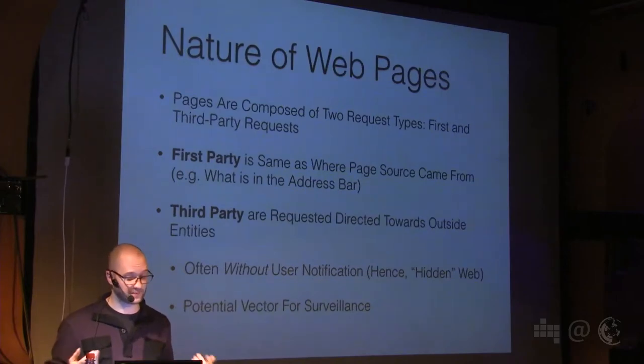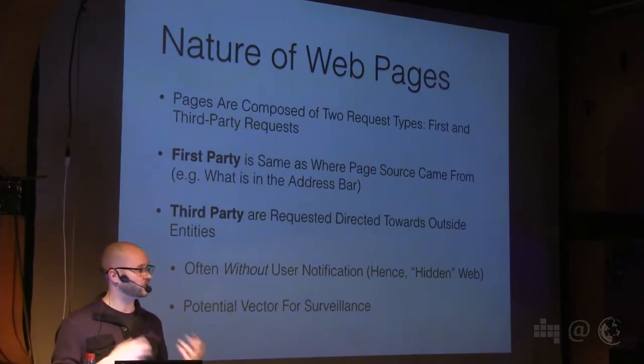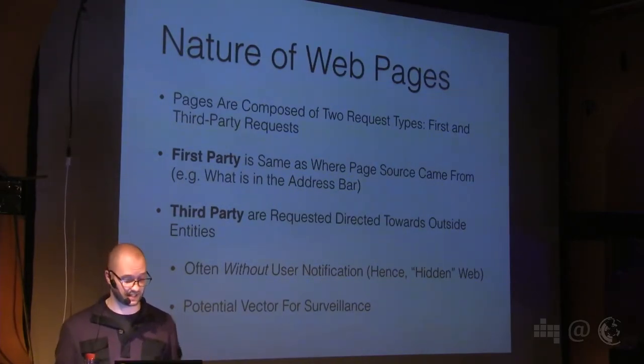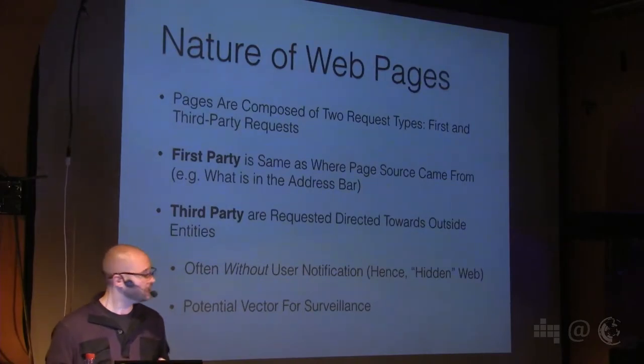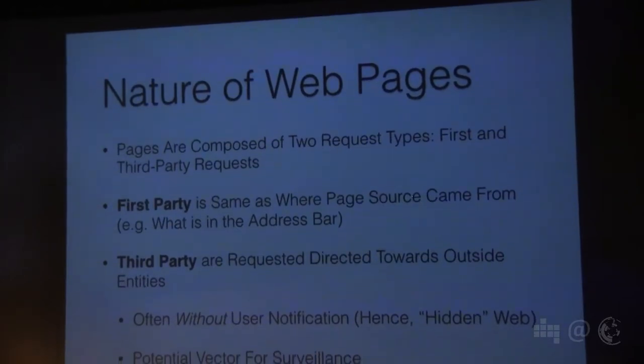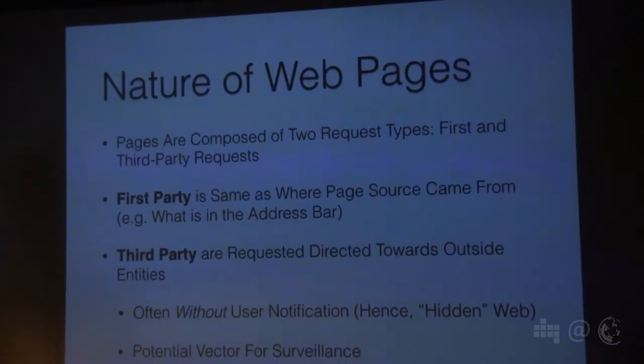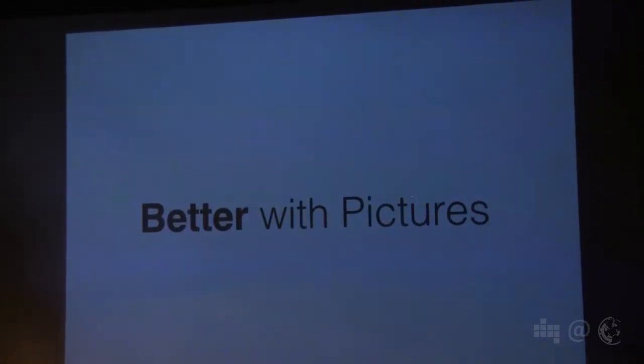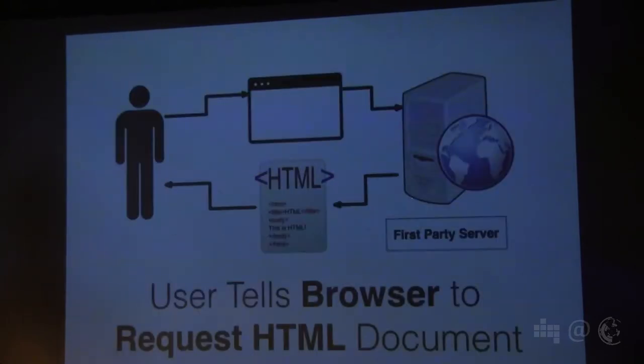The other thing that can happen is my page could also have code embedded from another site, and that code could be something you don't see. This is a vector for surveillance, because if you put your code on enough pages, you can track people across the web. This is a little bit better explained with pictures, or I hope it will be.